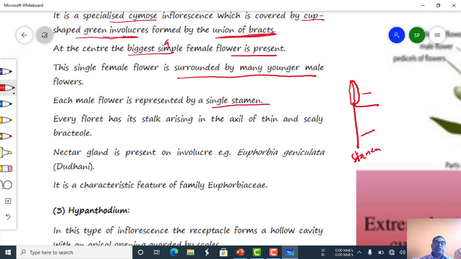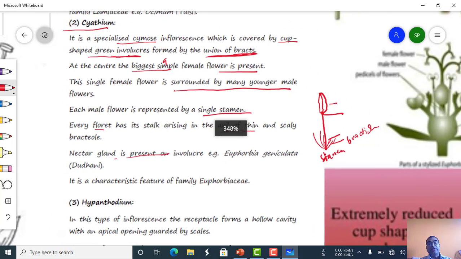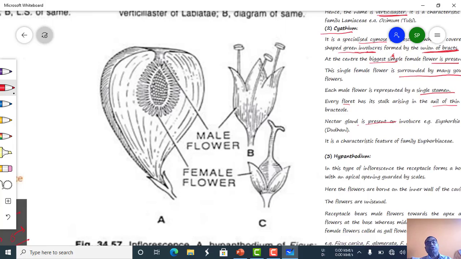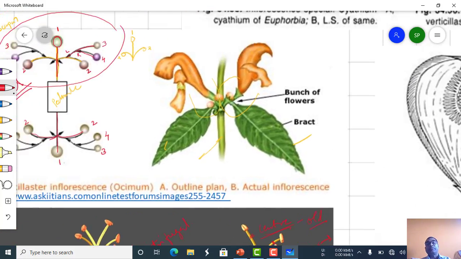Each male floret has its stalk. This one filament becomes the stalk, arising in the axil of thin and scaly bracteoles. So at the base of this stamen or single flower, such bracts or bracteoles are present. Nectar gland is also present on the involucre. Example is Euphorbia, and a characteristic feature of family Euphorbiaceae.